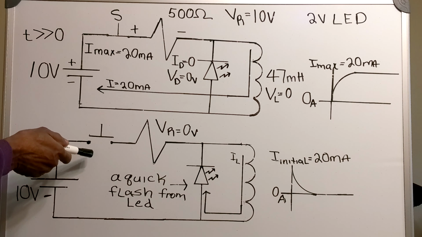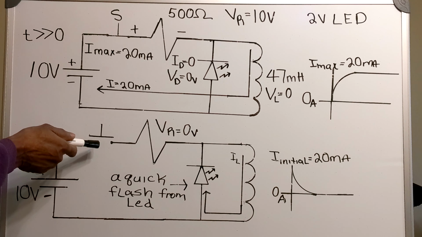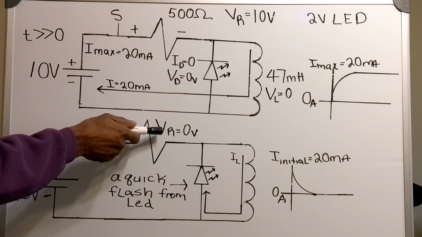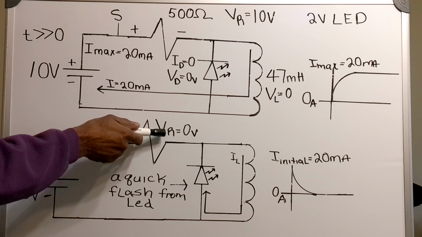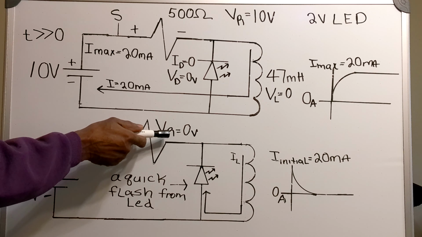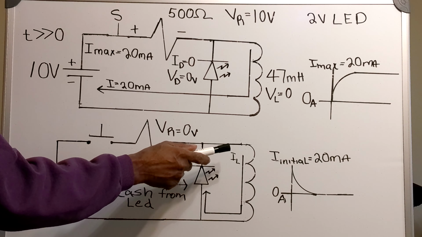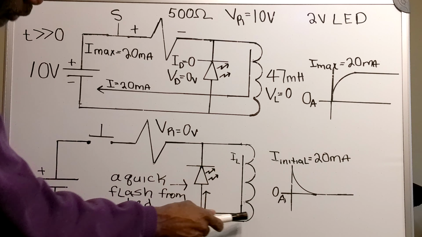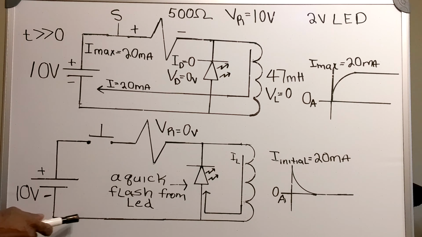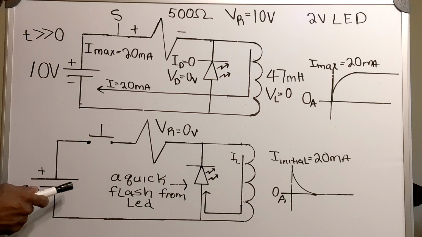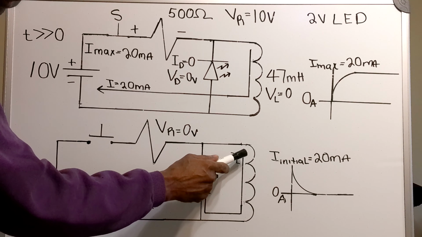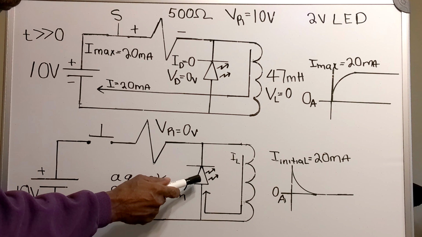This brings us to this diagram. That switch is now open. The voltage across the resistor is now 0 volts. The current that was flowing this way back to the volt source is now flowing through the diode.